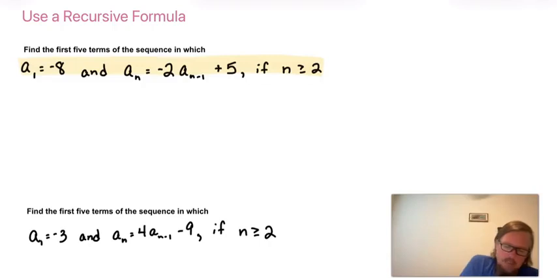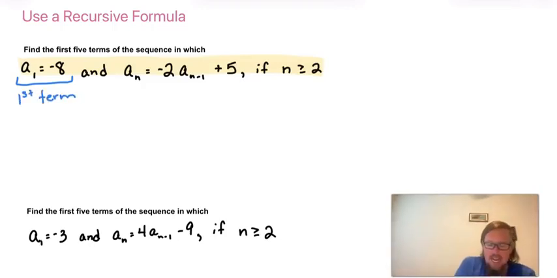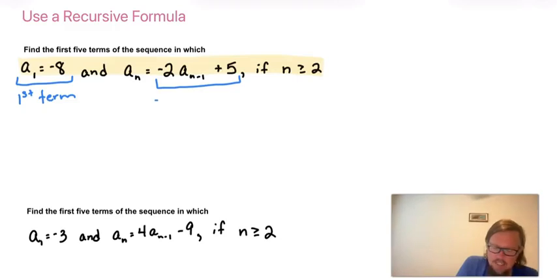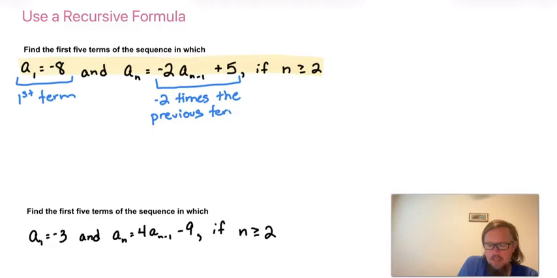Now, this part you can probably get without me explaining anything. a sub 1 equals -8 means the first term is going to be -8. And then a sub n equals -2 times a sub n minus 1 plus 5. This is telling us what to do to get the next term in the sequence. This means do -2 times the previous term. That's what the a sub n minus 1 is, the previous term. Then add 5.